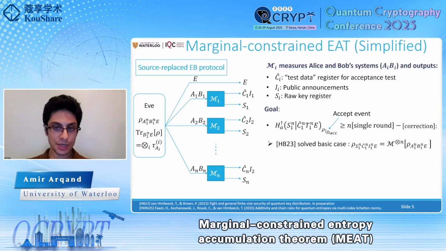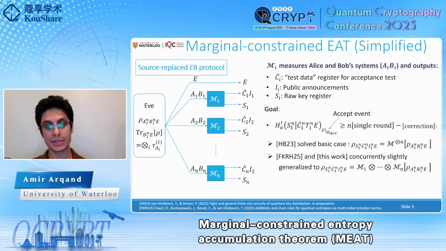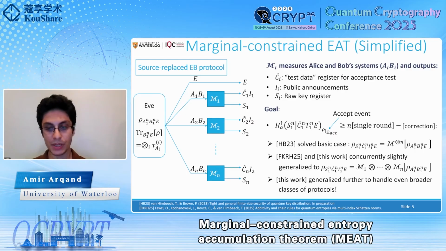The basic version of this framework was already resolved by Van Himbeeck and Brown, where they assumed that all these M channels are basically the same. Later on, it was slightly generalized by Fawzi and Kochanowski, concurrently with this work, to the case where channels are still in tensor product, but can be different in each round. And in this work, we generalized it even further to handle an even broader class of protocols, for the case where channels are not necessarily in tensor product.